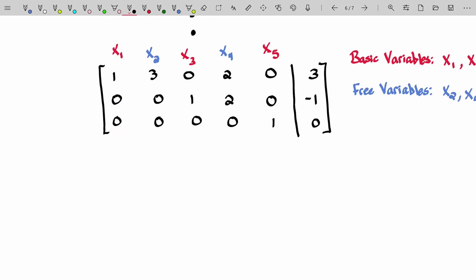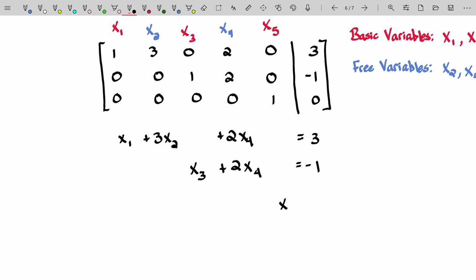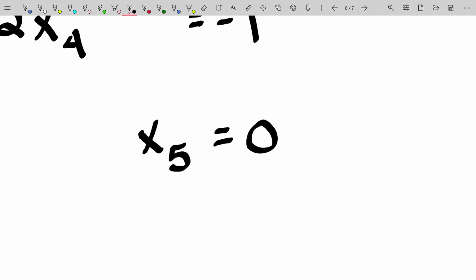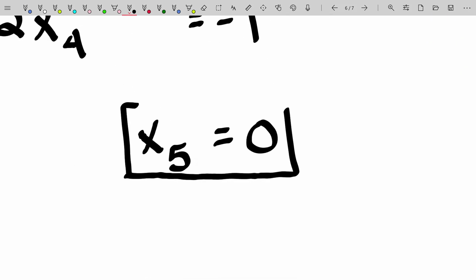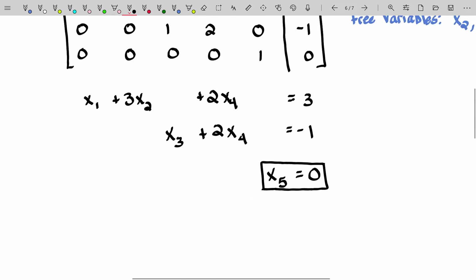And what you could do, I suppose, if you want to, is rewrite this as a system of equations. So our system would be 1x sub 1 plus 3x sub 2, let's see, plus 2x sub 4 is equal to 3. 1x sub 3 plus 2x sub 4 is equal to negative 1. And finally, x sub 5 is equal to 0. Now notice, that very last equation tells me no matter what I choose, x sub 5 will always be 0. That's a nice statement right there.